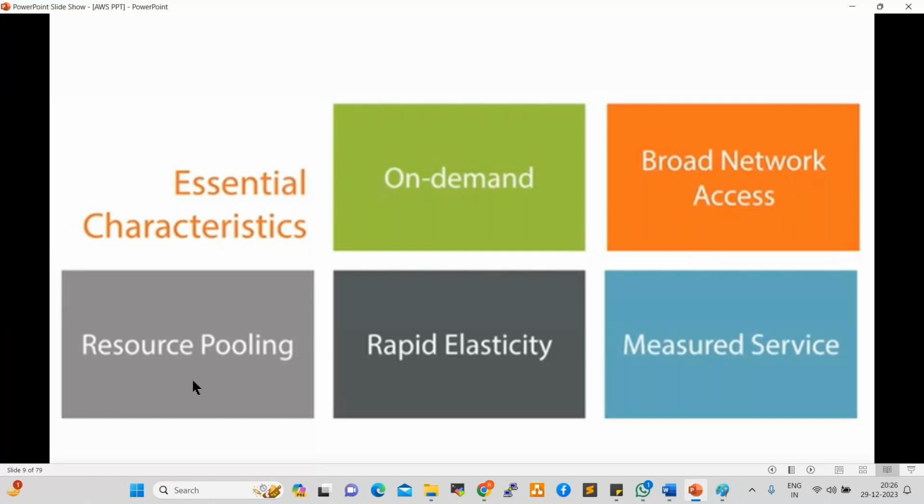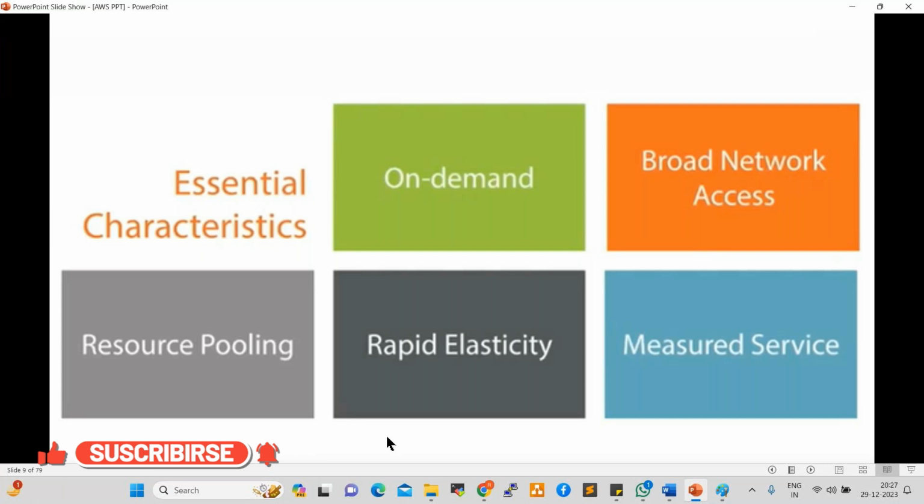Resource pooling. Whatever resources we are using, we can pool them and reuse them a number of times. For example, I'm using one server. Once I complete my work, I can stop the server. I can restart the server. And once the project is completed, I can terminate the server, I can delete the server. Whatever storage is there in the server, I can reuse, I can attach to other servers, right? Which is nothing but resource pooling.